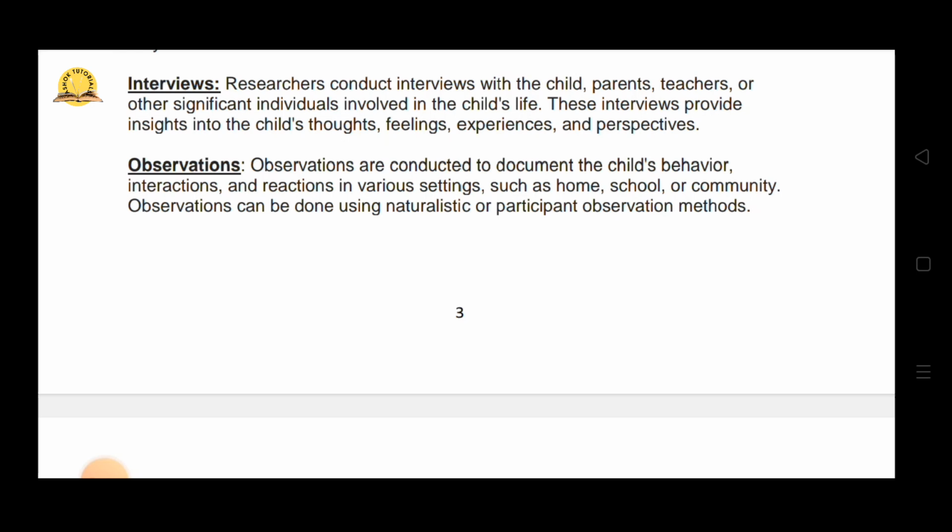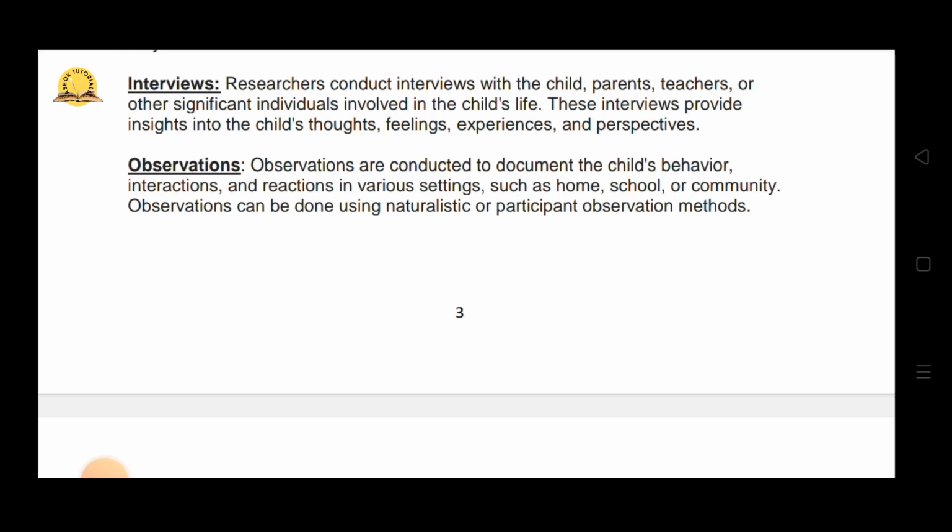Now what it's saying is that, suppose you want to study child A, you will like to meet and interview all the people connected with the child directly or indirectly. You will interview the parents about the child's behavior at home. You will interview the teachers about the child's behavior in school and at the playground. Then maybe the friends and peers of the child may also be interviewed.